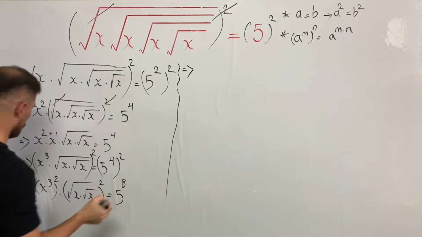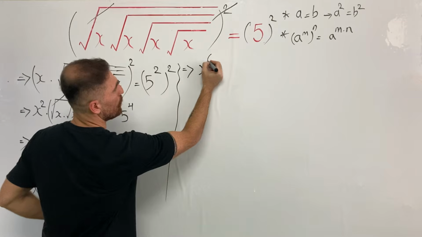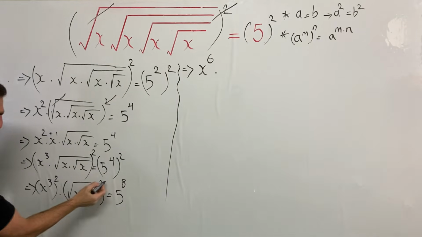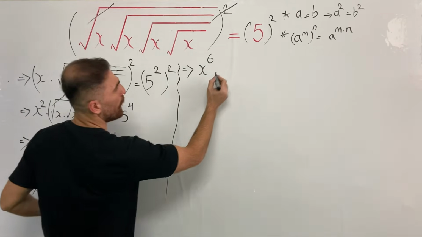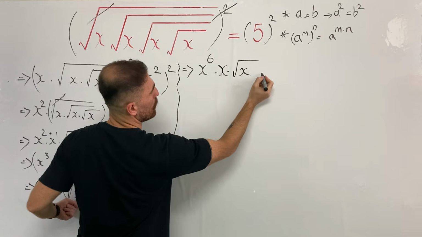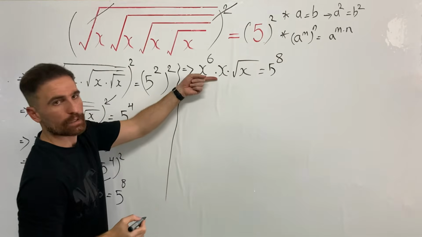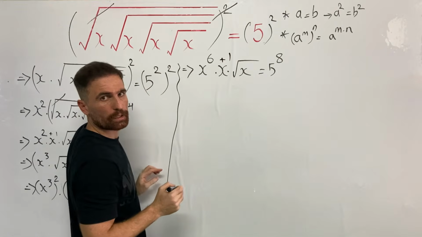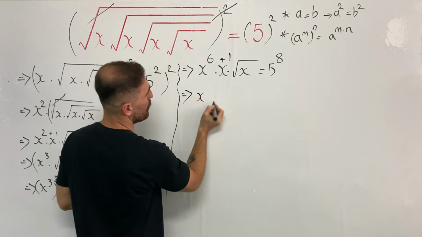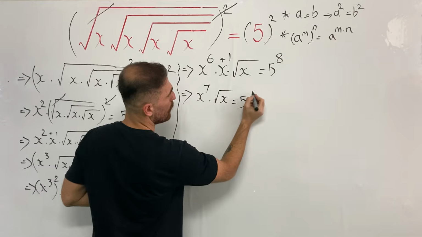Now, what do we have? X to the power of 3 raised to the power of 2 is going to be x to the power of 3 times 2 or x to the power of 6 times. These two as exponent, these two as root can be cancelled off, so we have x times second root of x is 5 to the power of 8. What is this? X to the power of 6 times x to the power of 1. 6 plus 1 is 7. So let me write here x to the power of 7 times second root of x equals 5 to the power of 8.